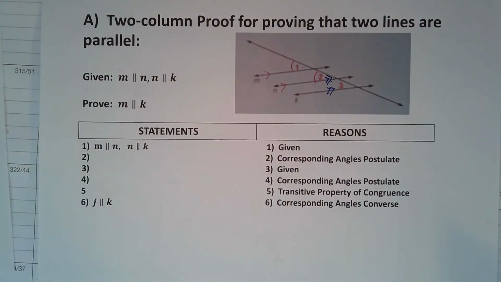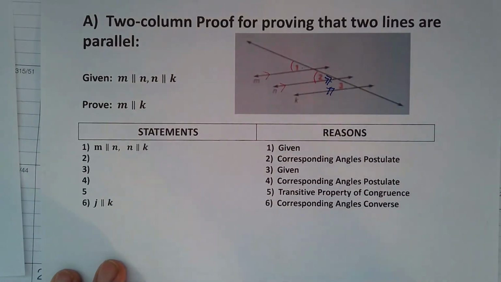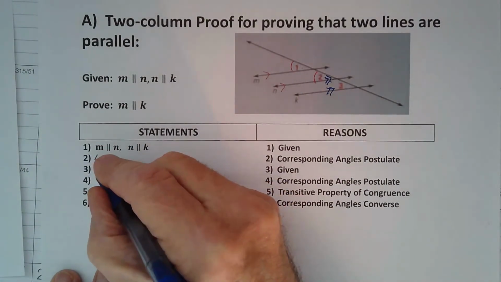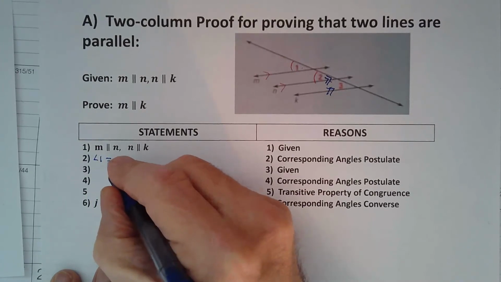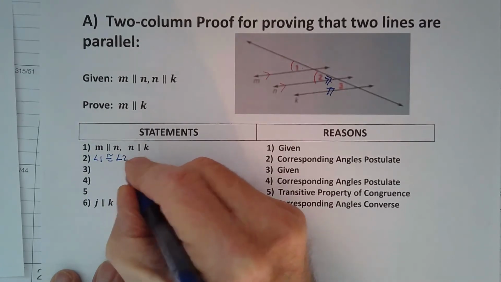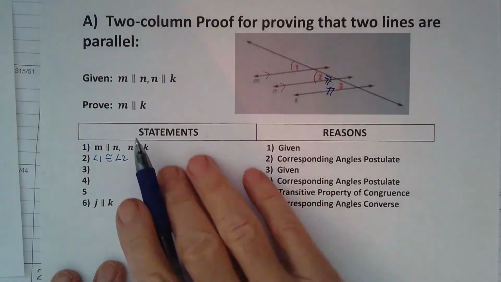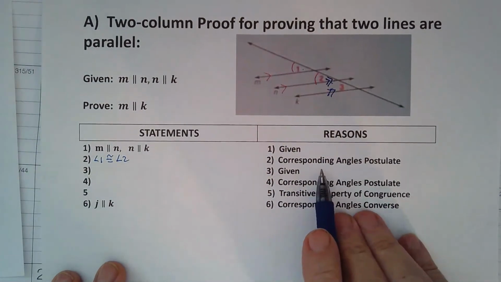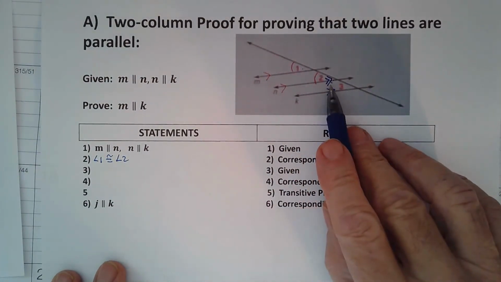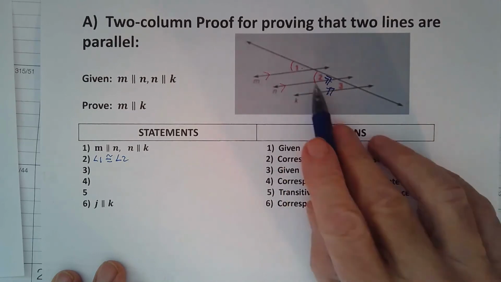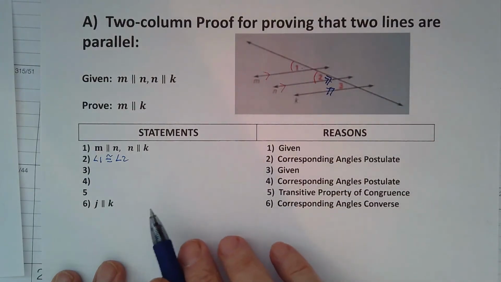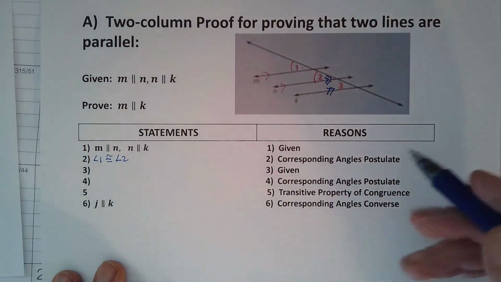So how would you restate that? You would restate that as angle 1 is congruent to angle 2. That's as simple as it is. Angle 1 is congruent to angle 2. So you looked at the corresponding angles. These were it, and they obviously have to be the congruent angles that are being talked about in the postulate.